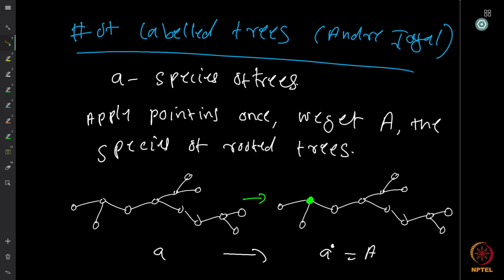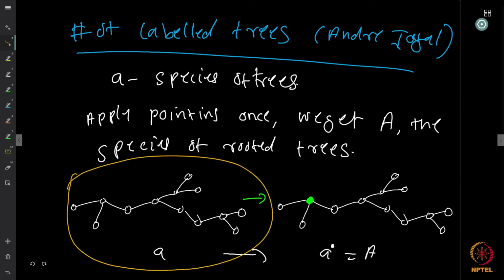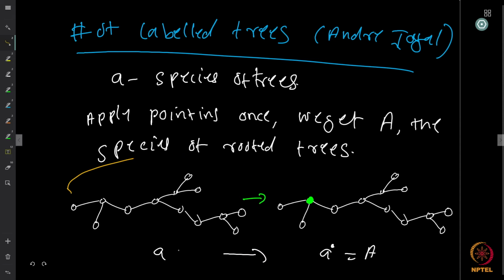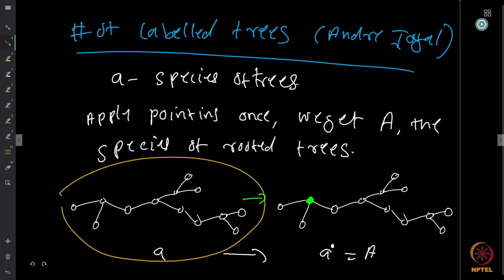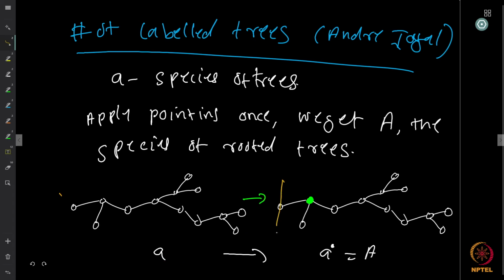What happens when you do the pointing once? Suppose you are looking at an n vertex tree. Then you have n different ways of pointing, right? So from each tree you can make n new different trees. Whatever the number was, it will be multiplied by n. So you get n times as many trees when you do this pointing. We will keep track of this.